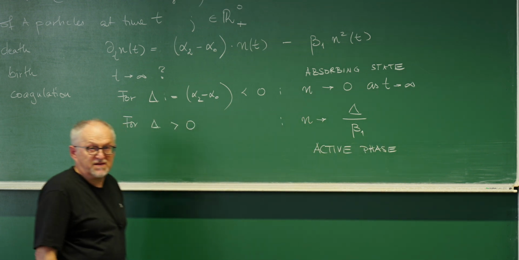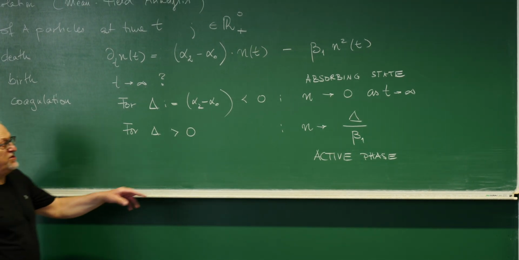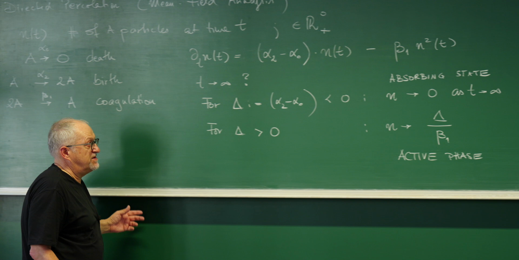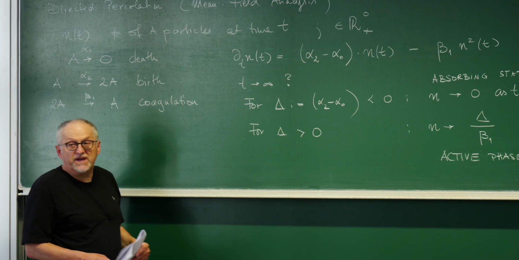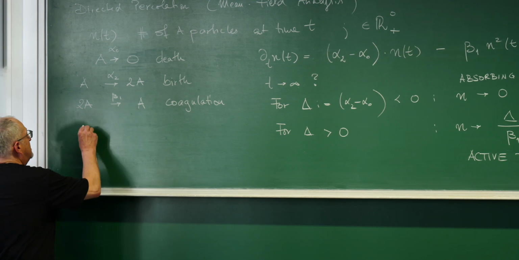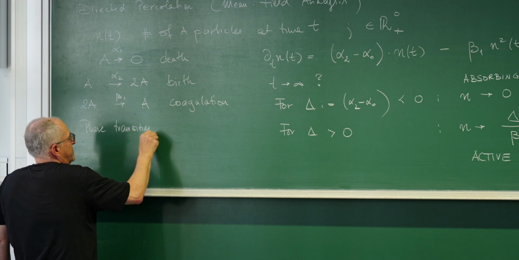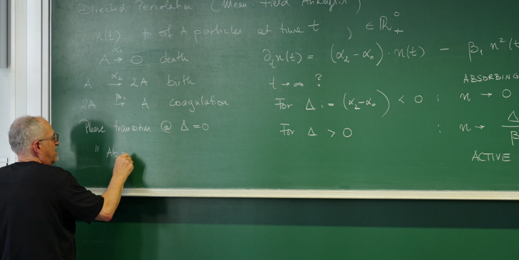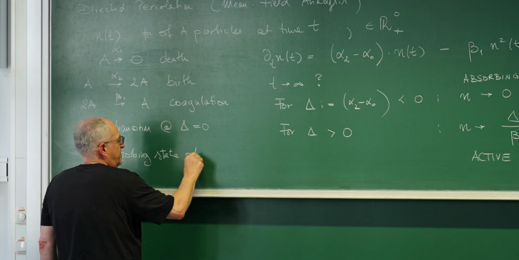I don't mean this in the sense of active matter. This is just the same name that has been picked here. It's a phase which is active in the sense that there are particles present and the system is not in a dead state. Okay. So you see there is a phase transition already, and this phase transition happens at delta equal to 0. And this phase transition is called an absorbing state phase transition.